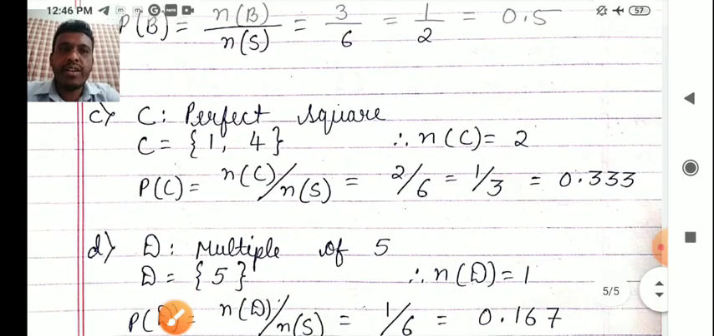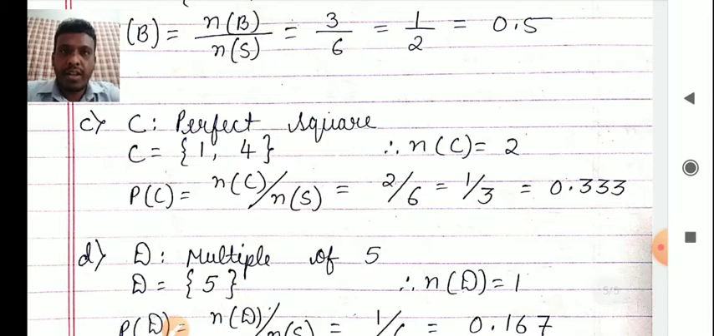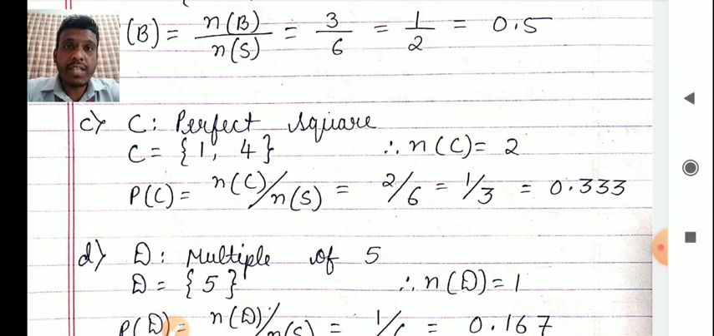Perfect square. So what are perfect squares first? Perfect squares are 1 into 1. So first number is 1. So 1 square is 1 into 1, that is 1. So 1 is a perfect square. The next number in natural numbers is 2. So the perfect square is 2 into 2 is 4. So 4 is a perfect square. The next number is 3. 3 into 3 is 9. The next perfect square is 9.